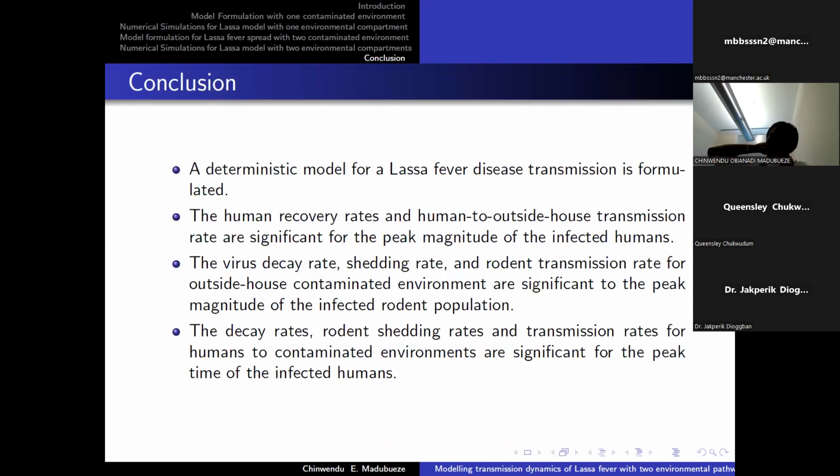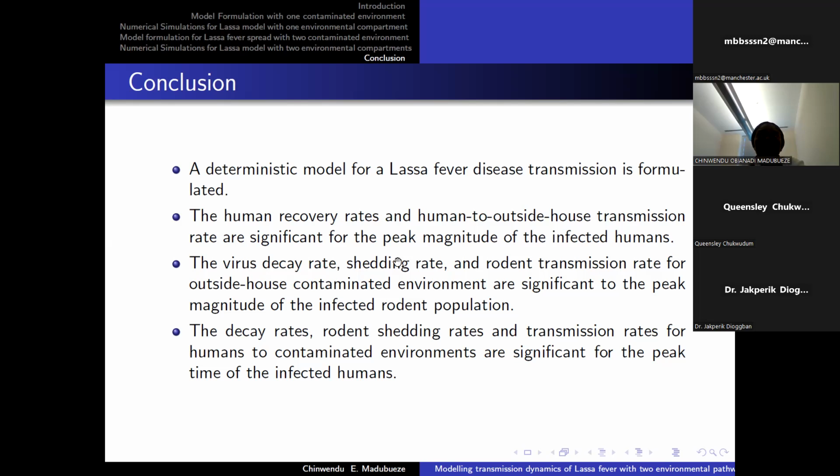So in conclusion, we have looked at the transmission dynamics of Lassa fever in one environment and two environments. And from what we have, we can see that decay rates, rodent shedding rates, and the transmission rate from humans to both environments are very significant for the peak time of infected humans. So that means that for us to control the virus in the environment, we have to ask what controls we are going to implement to increase the decay rate of the virus in the environment, to stop the shedding of this virus by rodents in the environment, and also to stop humans getting in contact with the contaminated environment.